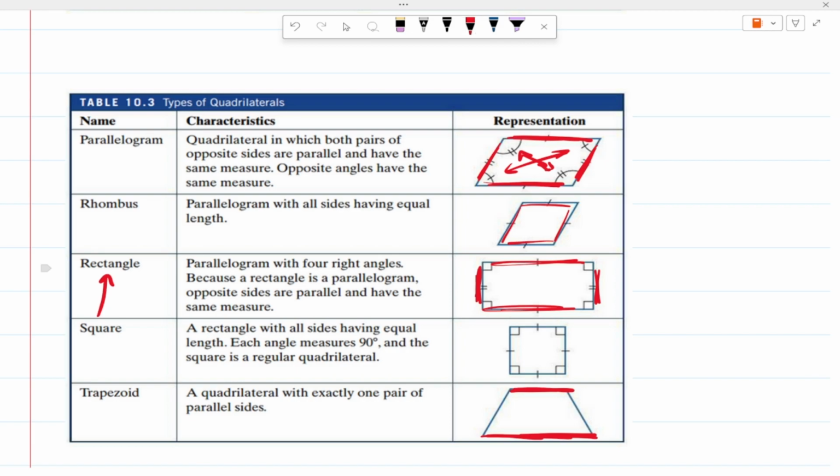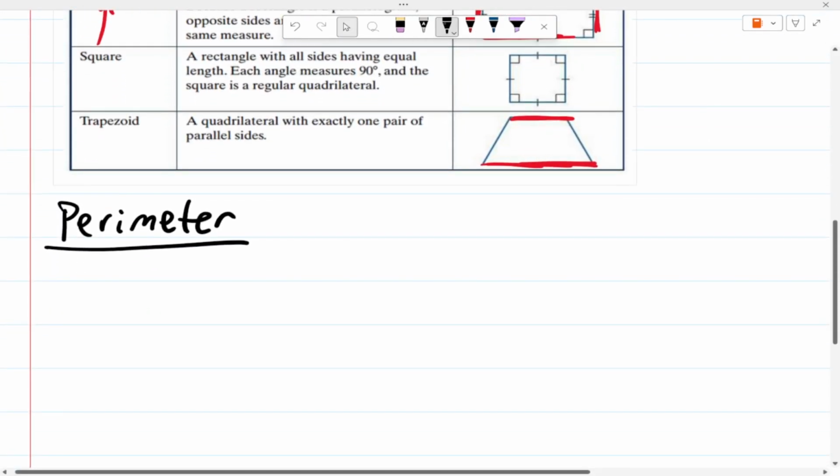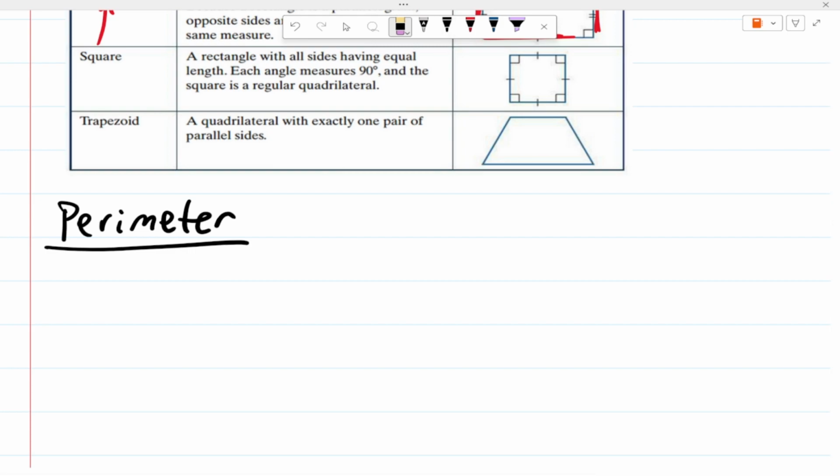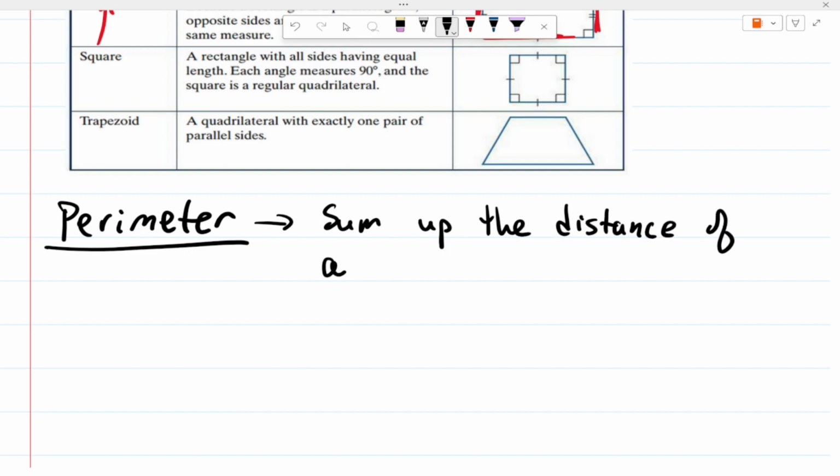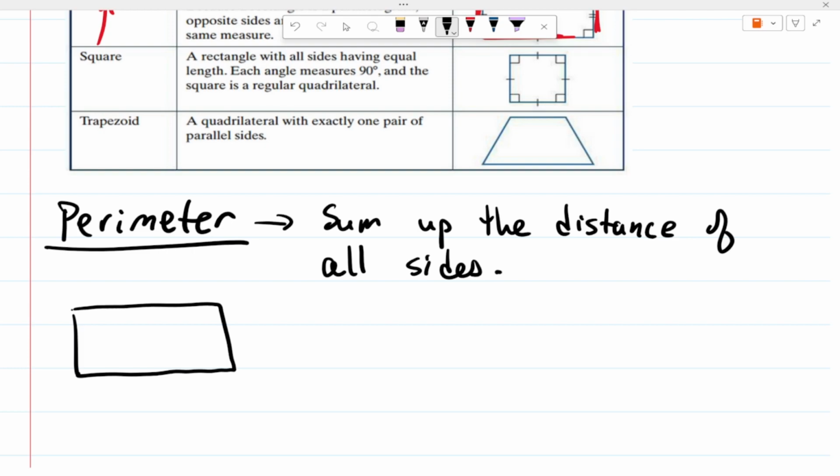All right. Now, perimeter. If we want to think about perimeter, and I know there's all these different formulas for perimeter, but perimeter really, at the end of the day, all it means is just to sum up the distance of all the sides. So, for example, this rectangle, if I labeled the rectangle length and width, then we've all seen this formula: perimeter equals 2L plus 2W.